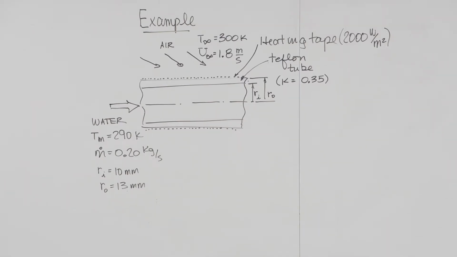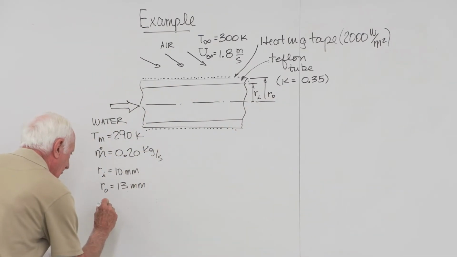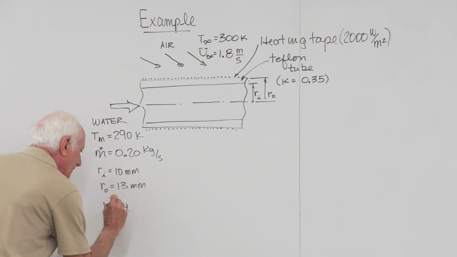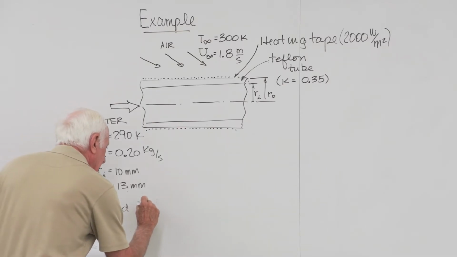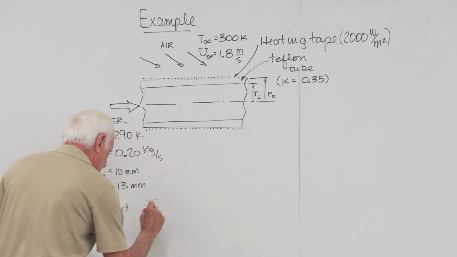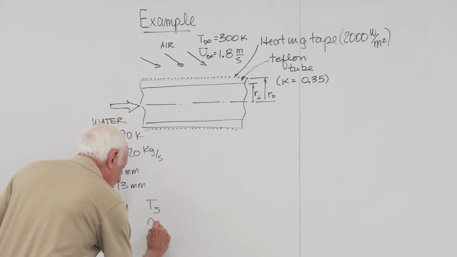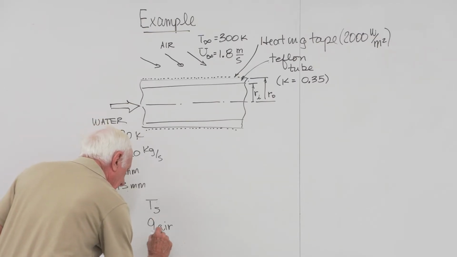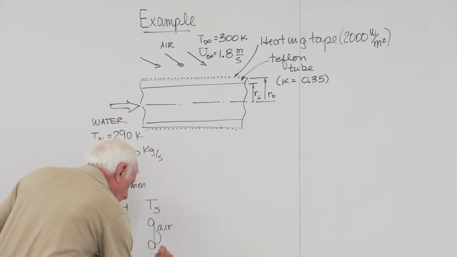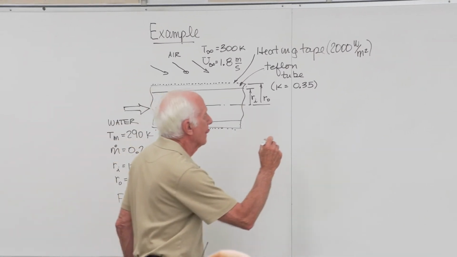Keep reading. Okay, what do we want to find? Find the surface temperature of the Teflon tube, T surface. Find Q going to the air. Find Q going to the water.